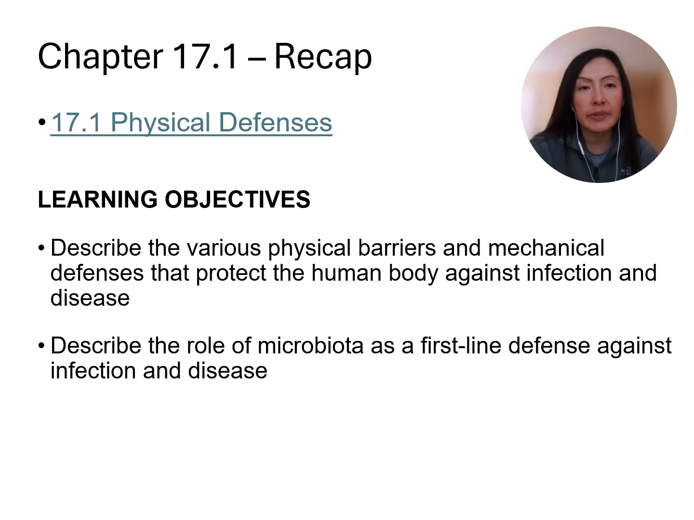All right, let's recap 17.1. The first learning objective asks us to describe the various physical barriers and mechanical defenses that protect the human body against infection and disease. So physical barriers included the skin. We have multiple layers, the epidermis, dermis, hypodermis. The outer layer is keratinized, and we have tightly packed cells to resist microbes from entering. It's also dry, salty, and acidic on the skin surface that can inhibit microbes, and we have shedding of skin cells to remove any microbes that might have attached.